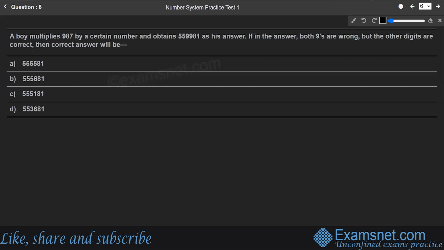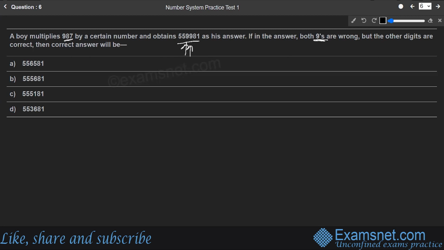Okay, so the question says a boy multiplies 987 by a certain number and obtains 559981 as his answer. If in the answer both nines are wrong, that means the first nine and the second nine are wrong, but the other digits are correct, then the correct answer will be?